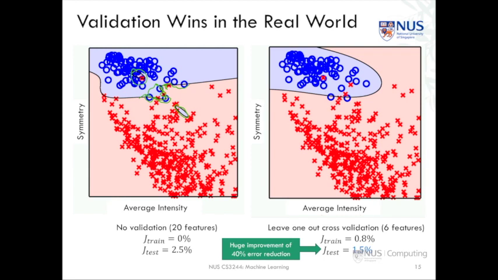That means the times in which you bump into a misclassified digit, it's going to be 40% less than in the first case on the left. So this is a big win for validation, showing us how many features we should use in our nonlinear mapping.